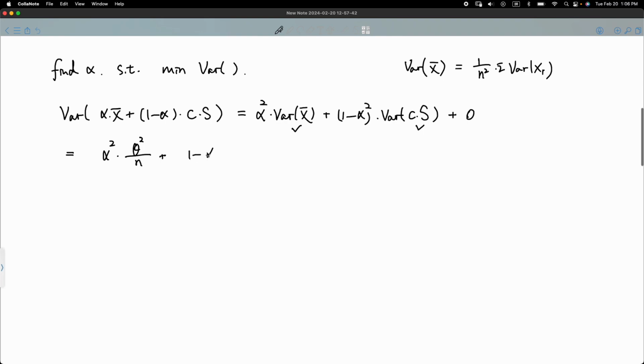And then plus 1 minus alpha squared, times the variance of c s. For that, we are going to use the expected value of c multiplied by s, the second moment, minus the square of the first moment. Inside the square bracket, we're just rewriting the variance of c multiplied by s in terms of the second moment and the square of the first moment. Let's further simplify that.